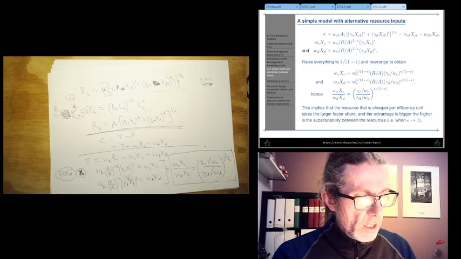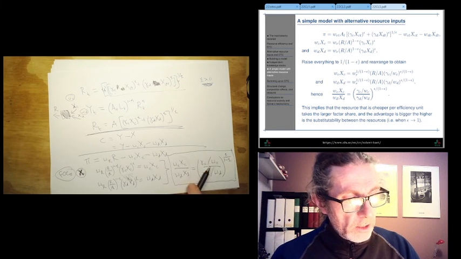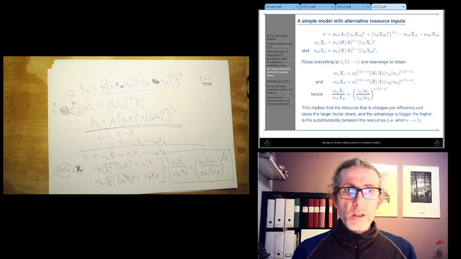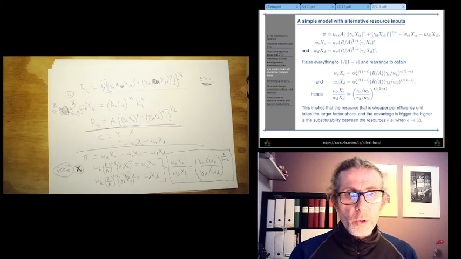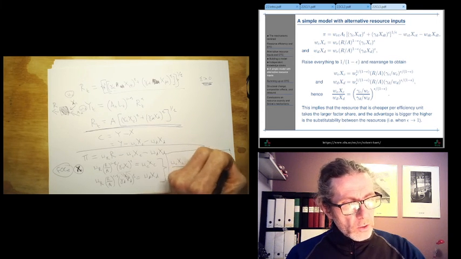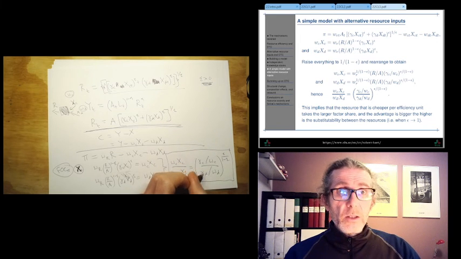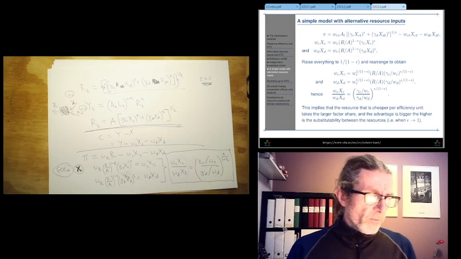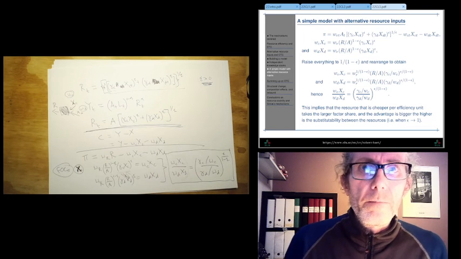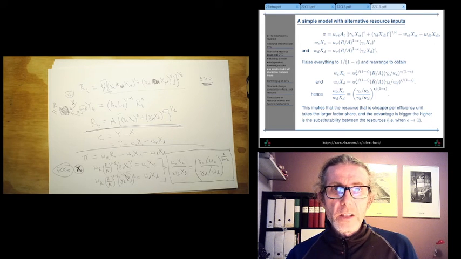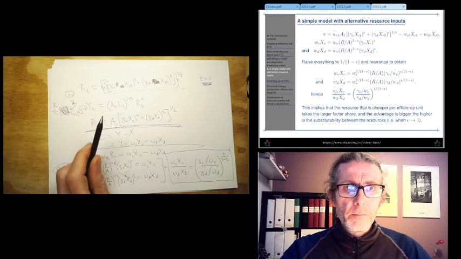So if WC goes down a bit and this is very large, then the factor share of C will go up hugely, right? So they're very good substitutes. C gets a bit cheaper, we'll use loads more C. But if they're not such good substitutes, imagine epsilon is a half, then this is a half over 1 minus a half. That's a half over a half, that's just 1. Then it's not very sensitive at all, right? Okay, so this implies that the resource that is cheaper per efficiency unit takes the larger factor share. The advantage is bigger, the higher is the substitutability between the resources.